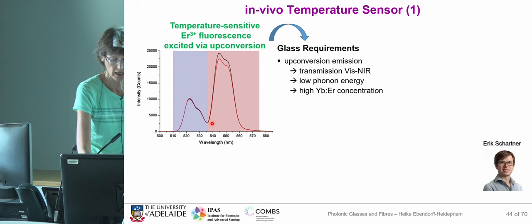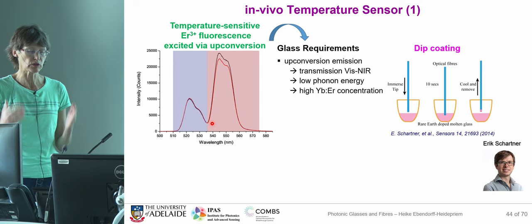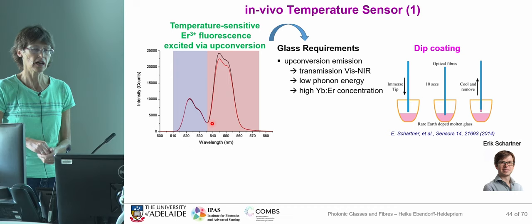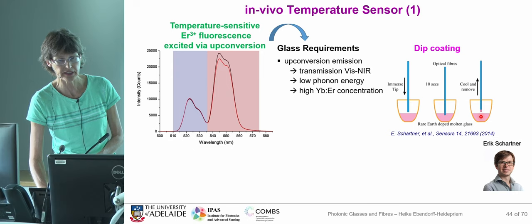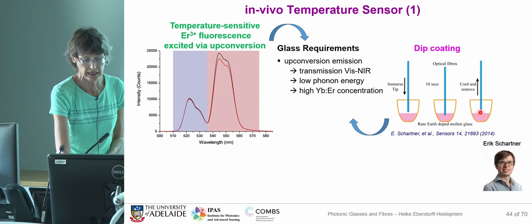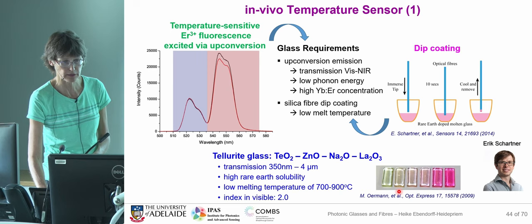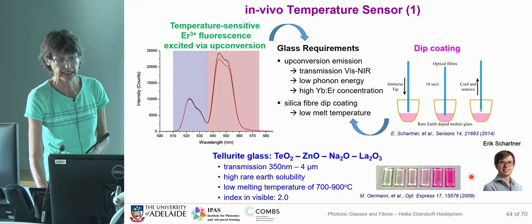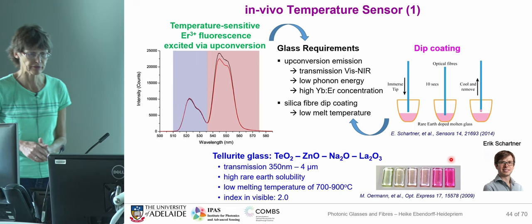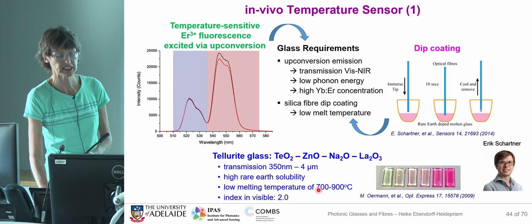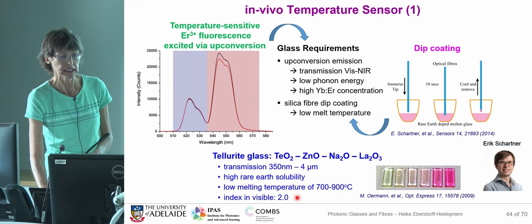On the other side, Eric was also clear he wants to dip coat traditional commercial silica fibers into the glass melt to create just a small glass coating at the end of the fiber, and then this fiber can be implanted into a living animal. So that means a glass is required with very low melting temperature relative to silica. And telluride is perfectly suited for that. It has the right transmission window. I already mentioned the high rare earth solubility, really illustrated here. So this glass has up to 5 weight percent of rare earth ions, a low melting temperature of 700 to 900 degrees Celsius, and a high index of 2.0. I come back to this later on, that this also has an advantage.